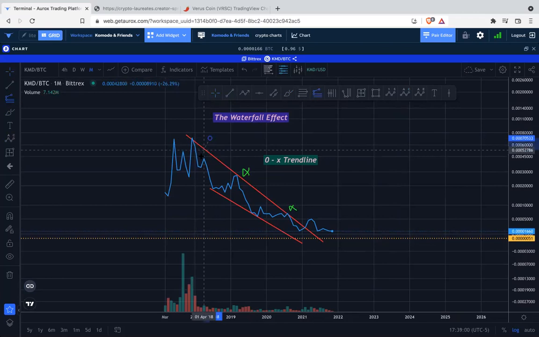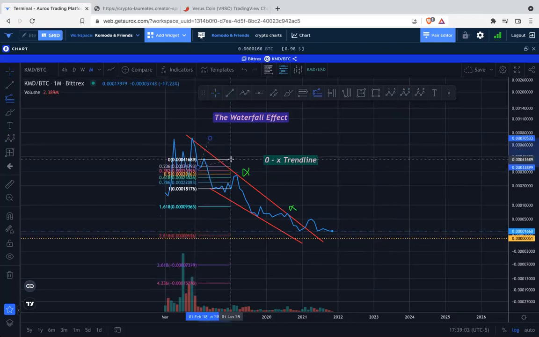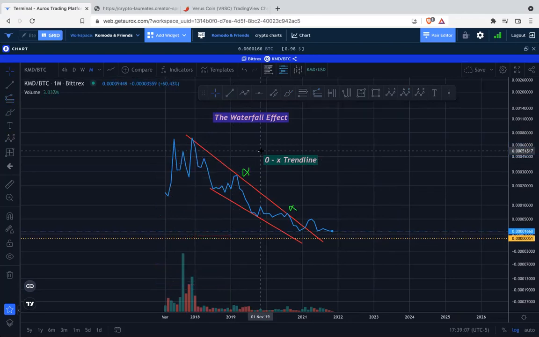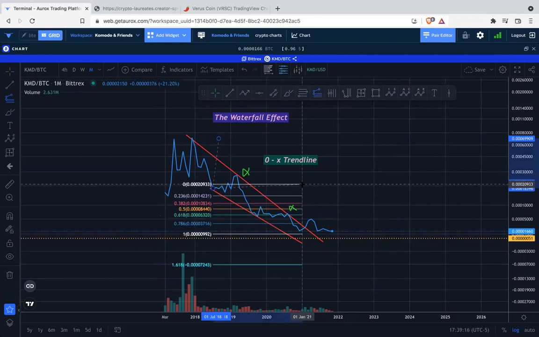Let's take the first zigzag. Firstly, it's a 1-to-1 zigzag here, 1-to-1, let's call it. So that's fine. And then we'll take this whole zigzag and retrace. So it's a pretty strong move down to be 1-to-1 if we're using a waterfall effect.